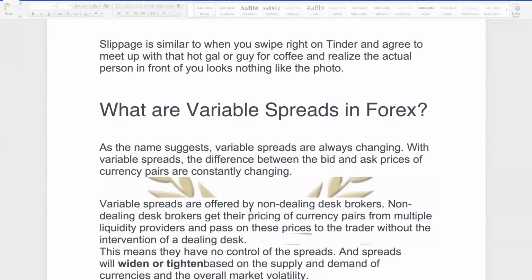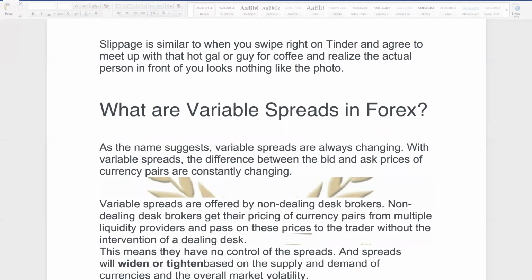What are variable spreads on Forex? As the name suggests, variable spreads are always changing. With variable spreads, the difference between the bid and the ask prices of a currency pair is constantly changing. Variable spreads are offered by non-dealing desk brokers. Non-dealing desk brokers can get their pricing of currency pairs from multiple liquidity providers and pass on these prices to the trader without the intervention of a dealing desk.